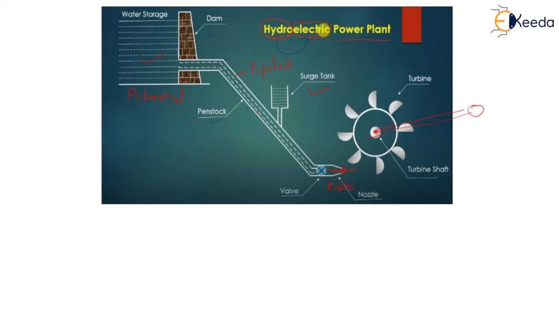So basically, when you want to close this hydroelectric power plant, when you suddenly close this valve, lots of energy comes into this pipeline, this penstock, and the pressure through this area will be very high, so that it can burst. To avoid this, we use a surge tank. Means to avoid the bursting of this pipeline, the penstock, we use a surge tank.